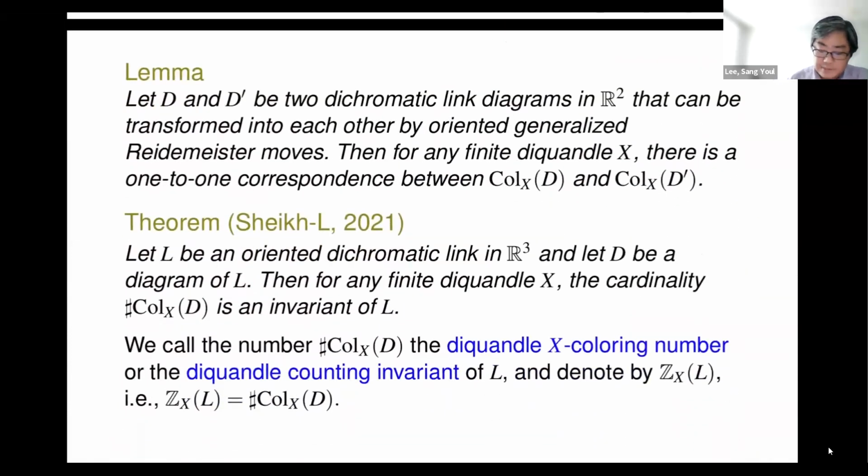Then we have this lemma. Let D and D′ be two dichromatic link diagrams that can be transformed into each other by oriented generalized Reidemeister moves. Then for any finite diquandle X, there is a one-to-one correspondence between these two sets of colorings. From this lemma, we have this theorem. Let L be an oriented dichromatic link in R³ and D be a diagram of L. Then for any finite diquandle X, the cardinality of this set is an invariant of L. This invariant is called the diquandle X-coloring number, or diquandle counting invariant of L, and we did not have this notation, so we use this one.